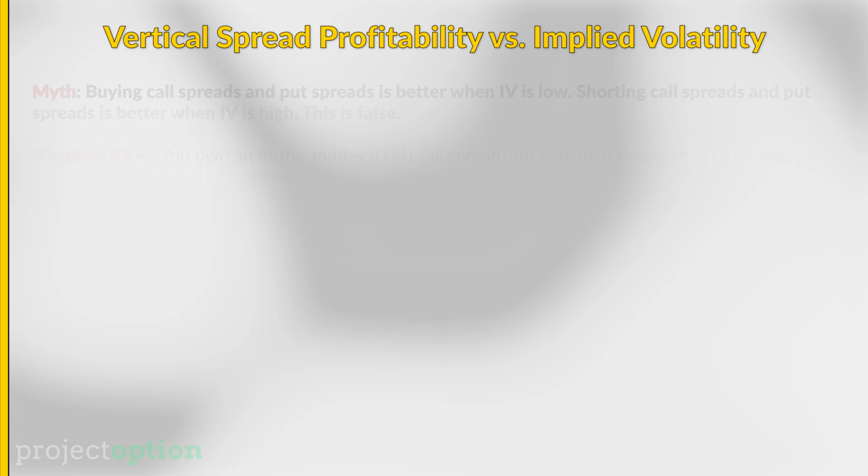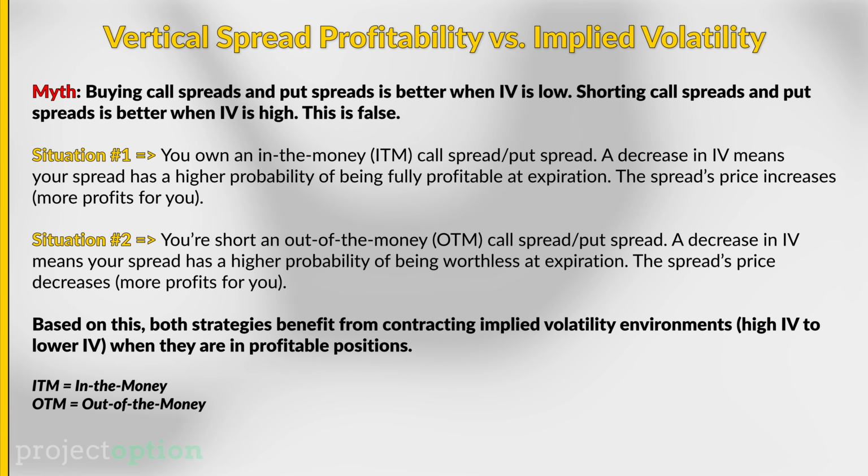And that's simply not true because if you buy a call spread or you buy a put spread, you want the stock price to move through the strike prices. And when that happens and when your spread becomes in the money, you want implied volatility to decrease because that means there's less extrinsic value in the options. And that means the spread's price will increase towards its maximum potential value.